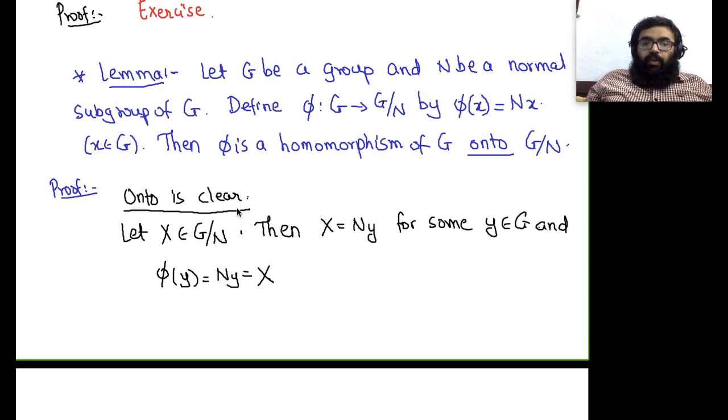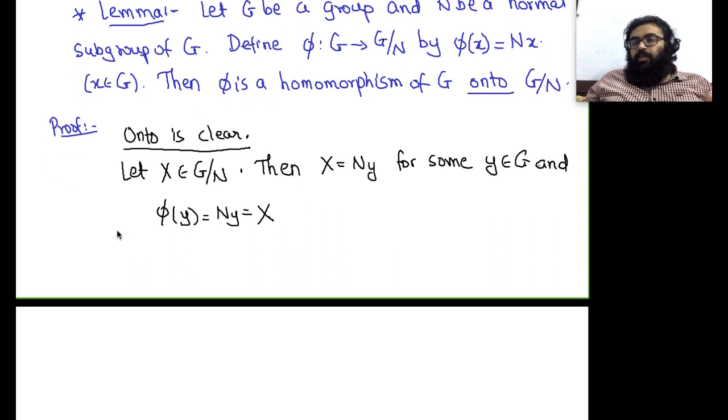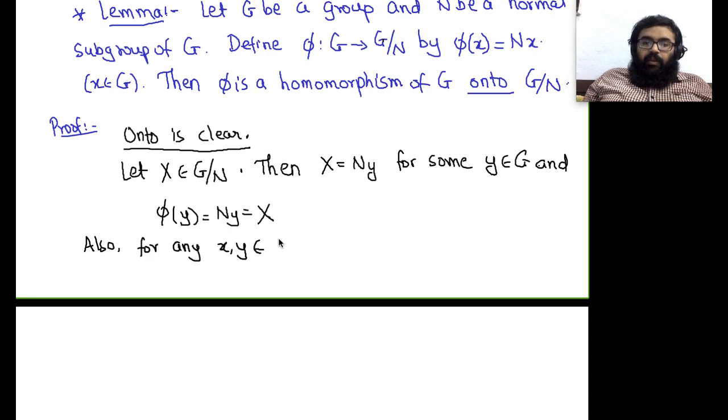Just go slowly once again, and I hope it is clear to you. So the onto part is clear, and homomorphism is just the definition of the quotient group product, the binary operation in the quotient group. For any x, y in G, what is phi of xy? Phi of xy is defined as the right coset of N in G with respect to xy, that is, Nxy.